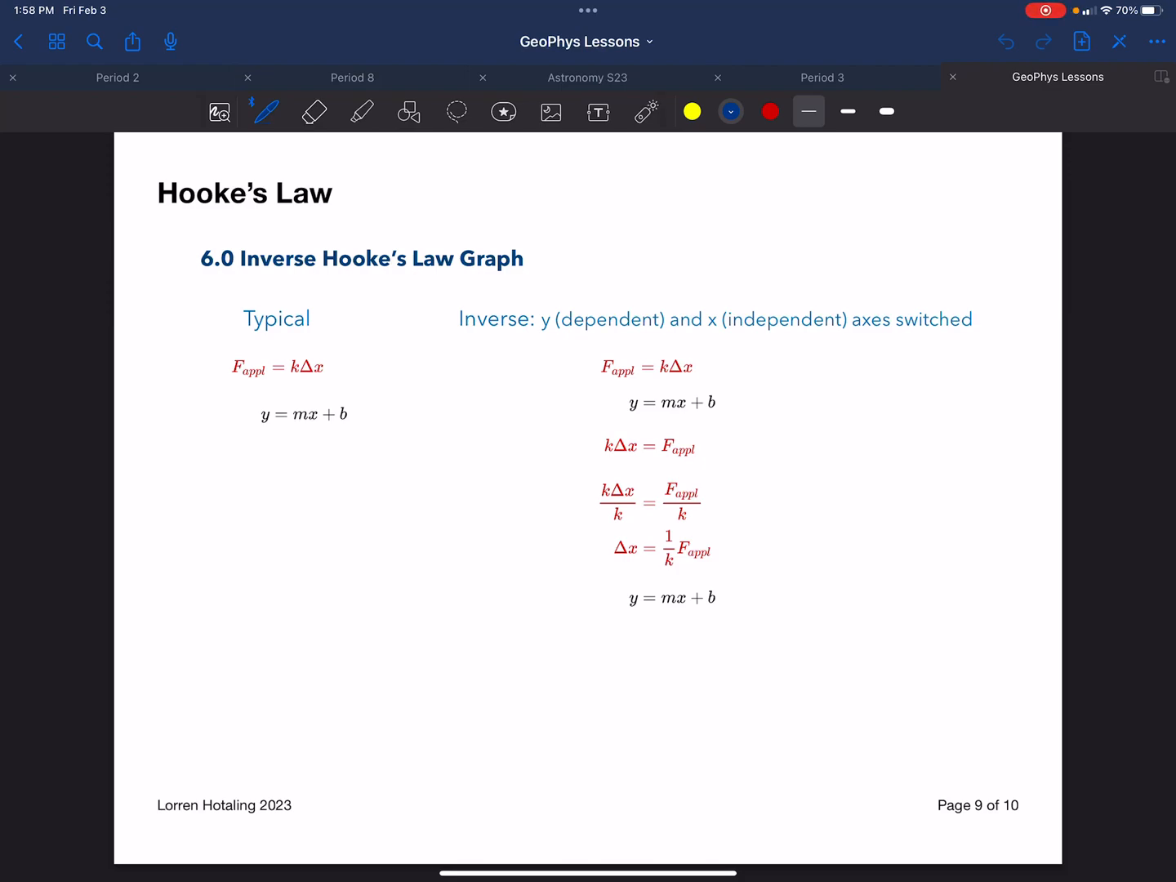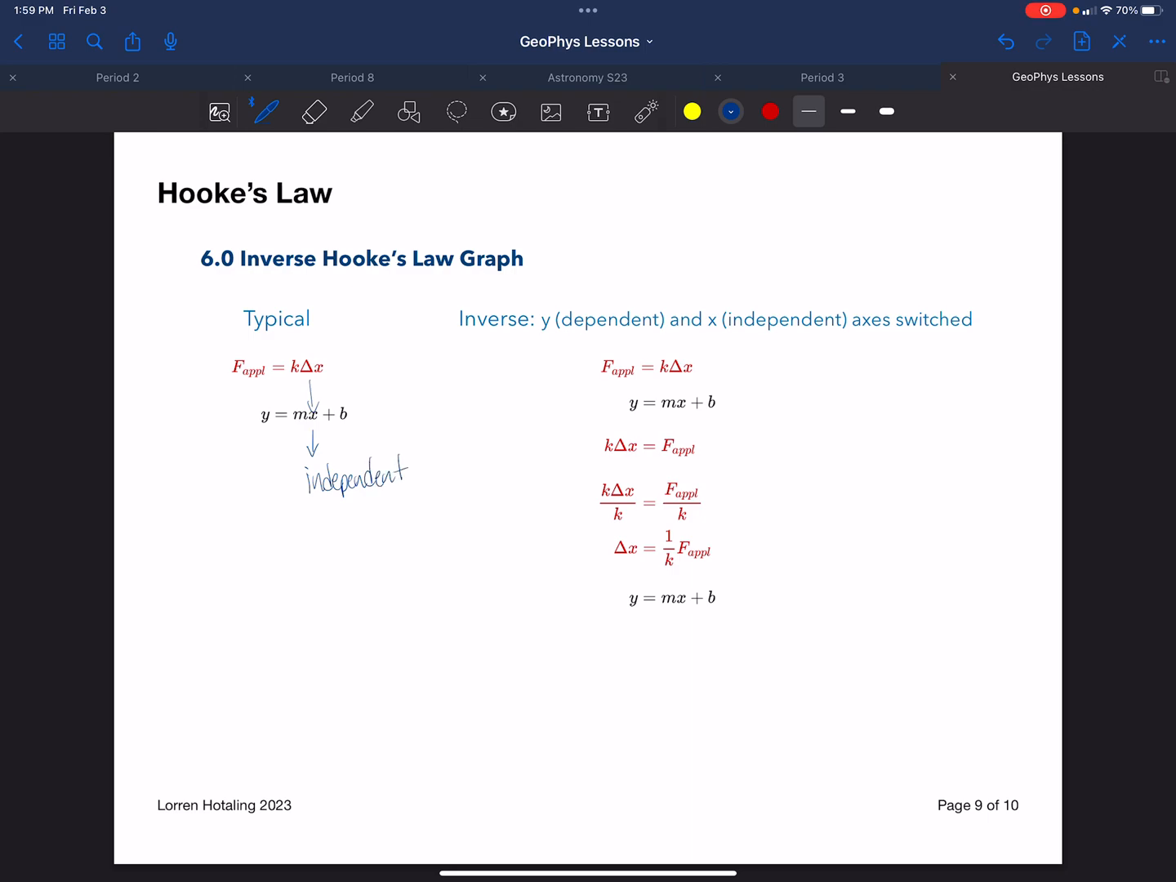In this segment, we're going to look at Hooke's law graph in an inverse way. So typically, as we've seen previously, Hooke's law's force applied is k delta x, and it's in the form of y equals mx plus b. And what that means is that the elongation is the independent variable.